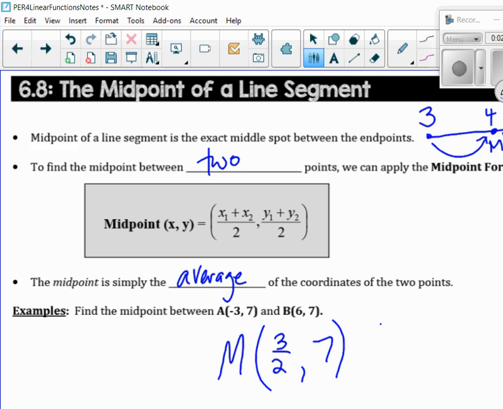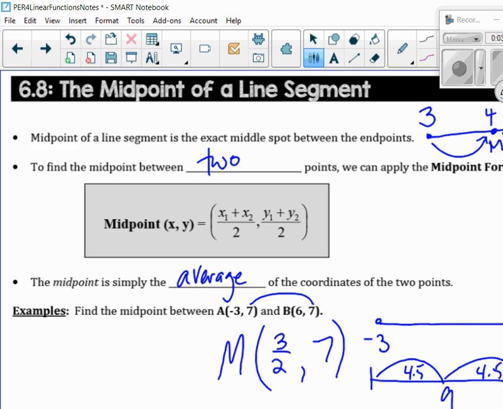So think about that for a second. It's pretty obvious why the answer is what it is. But again, let me look at this holistically. If this is negative 3 and this is 6, what's this distance here? 9. So halfway would be going up by 4.5. Do you see why it is 3 over 2 or 1.5? If you go up from negative 3 by 4.5, what would you be at? You'd be at 1.5, right?